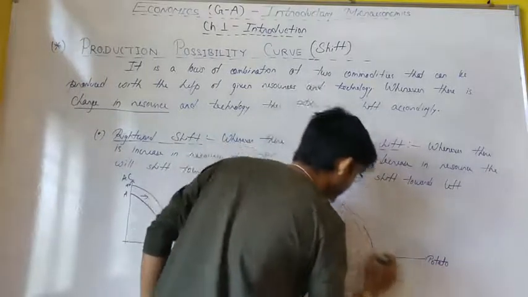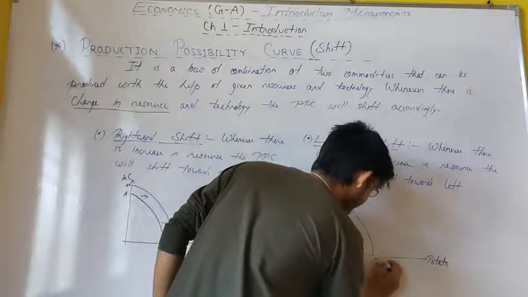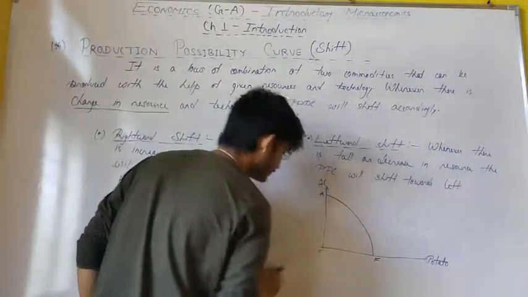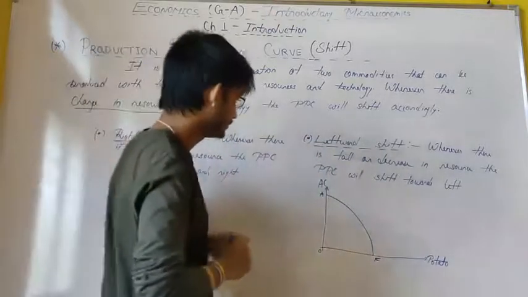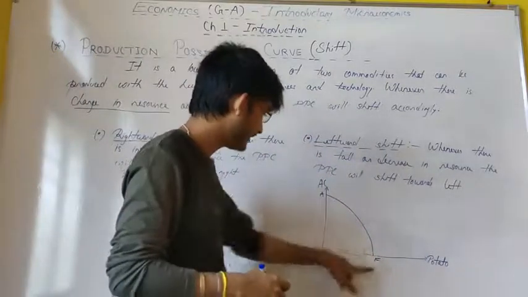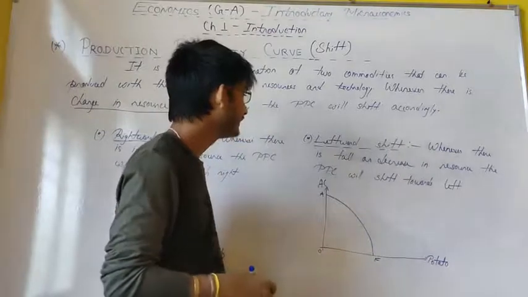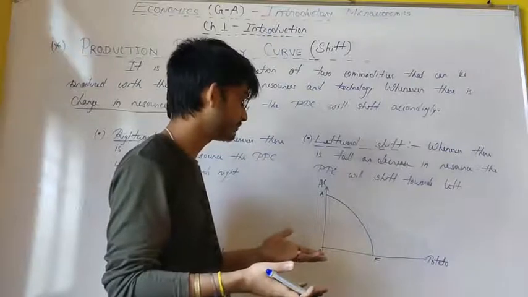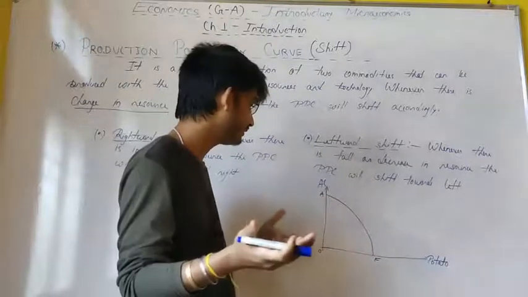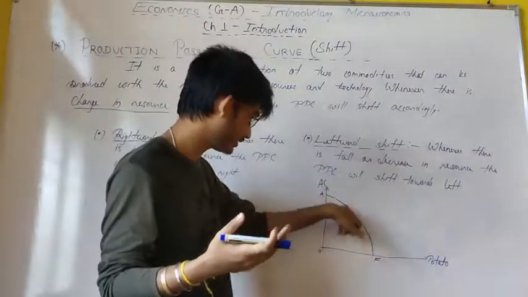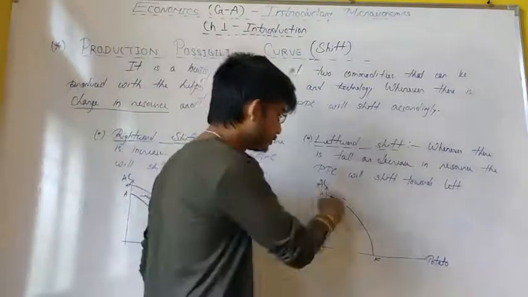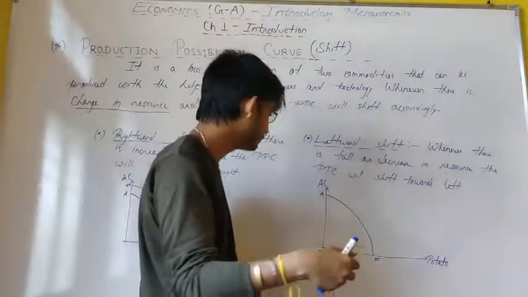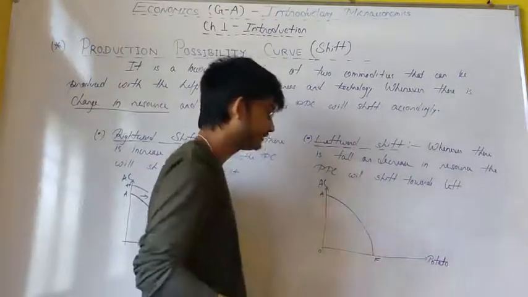Give it a name, AF. So this is our initial PPC curve, which was our original PPC curve. The PPC curve was AF, and this represents that we are producing at the optimal level, because all those combinations of points on the PPC are drawn on the assumption that resources are fully utilized, so we will be producing on the PPC.